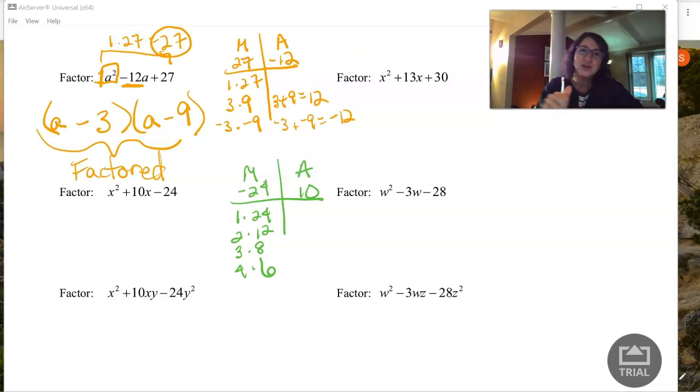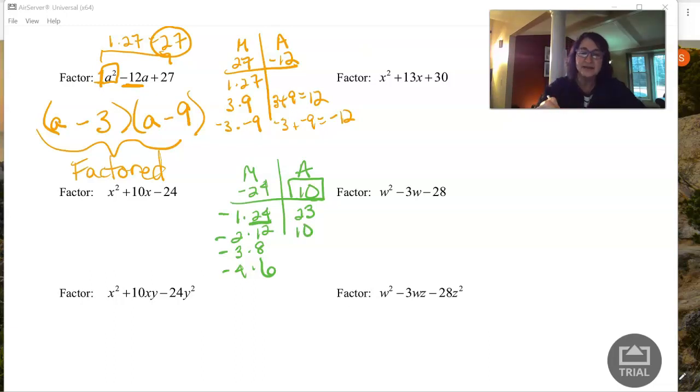So now I need to go back and I need to think about that negative. So your largest factor is going to have the same sign as your B term. So in this case, 10. So that's what's going to be positive. Your other factor will be negative. Okay, so I'm going to go ahead and make all of my small factors negative. When I add across, I'm going to get first a negative 23, then I get a positive 10.